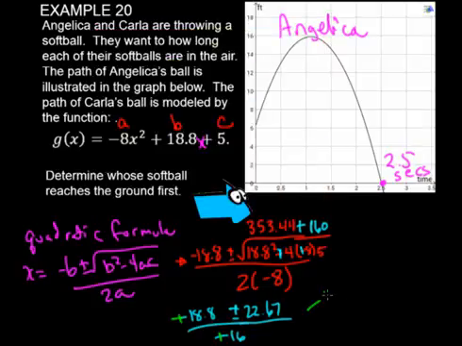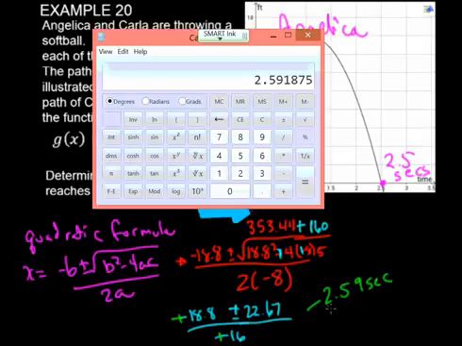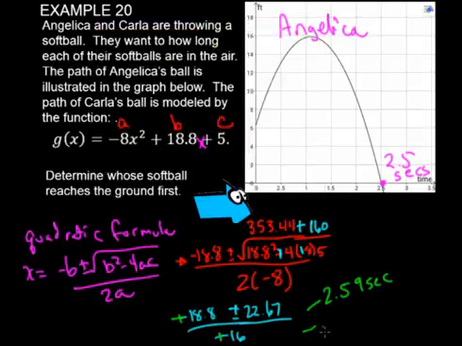So that's one root, so 2.59 seconds. And then for the other root, we take 18.8 minus 22.67. We get a negative value divided by 16, so we get negative 0.24. Okay, so this is positive and that's negative, and this is actually extraneous because it's negative. So this one is 2.59, so that's about right there. So it actually looks like Angelica's ball will reach the ground first.